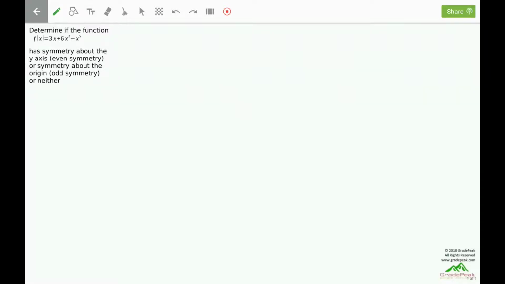Determine if the function f of x equals 3x plus 6x cubed minus x to the fifth has symmetry about the y-axis, also known as even symmetry, or symmetry about the origin, also known as odd symmetry, or neither.